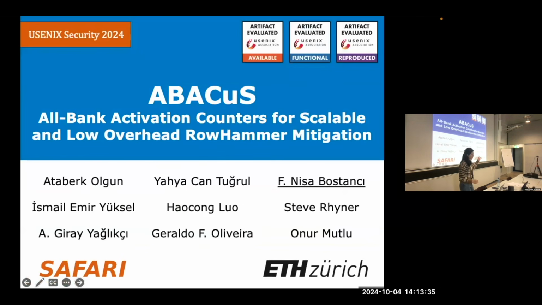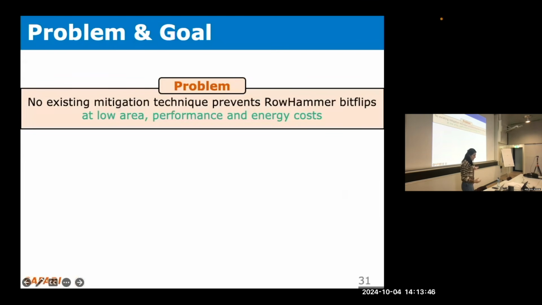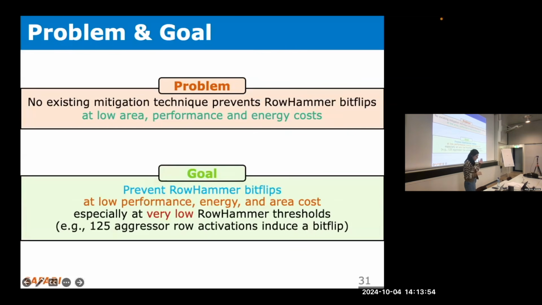So the second paper is called Abacus, All Bank Activation Counters for Scalable and Low Overhead RowHammer Mitigation, which was presented in USENIX Security 2024. And the problem is the same. No existing mitigation technique prevents RowHammer bit flips at low area, performance, and energy costs. And our goal is to fix that, especially at very low RowHammer thresholds.